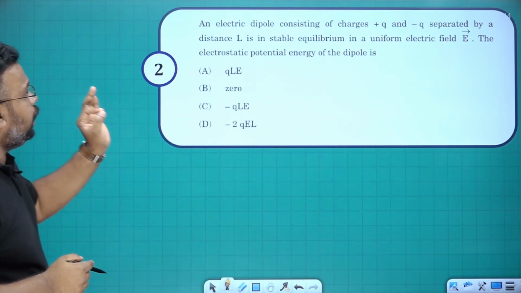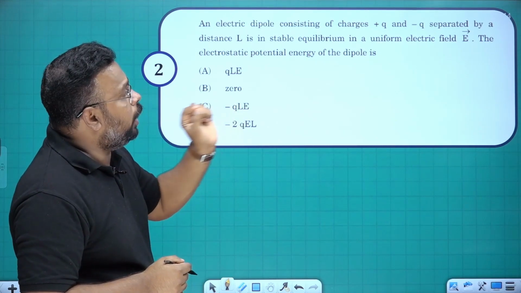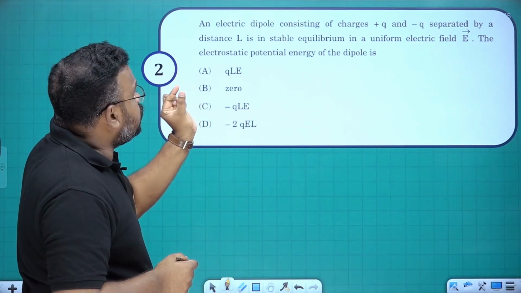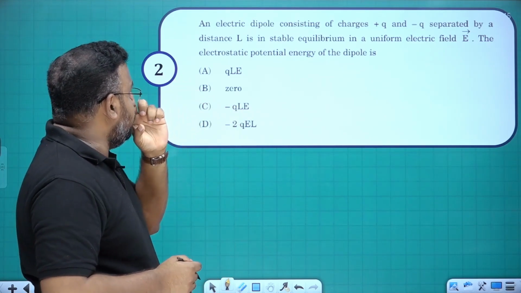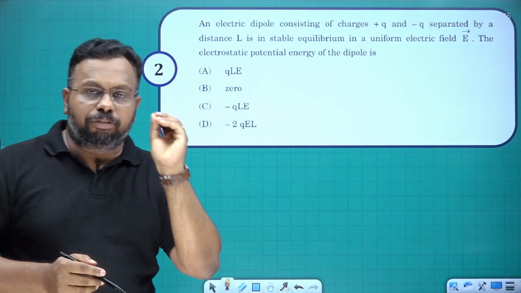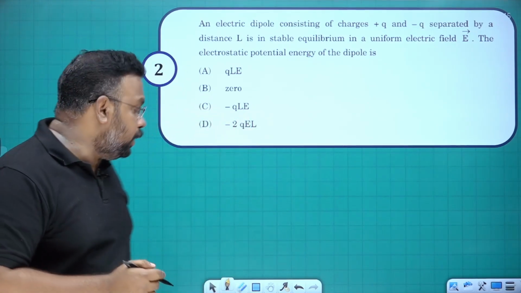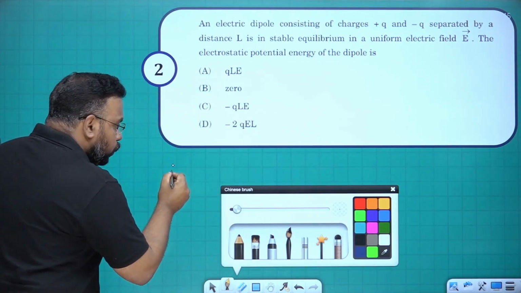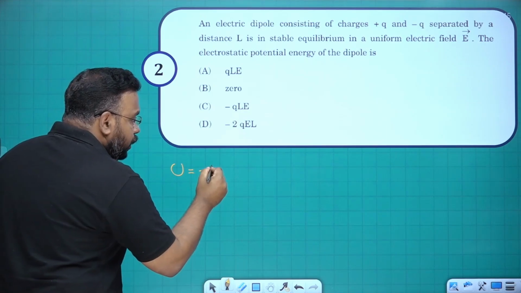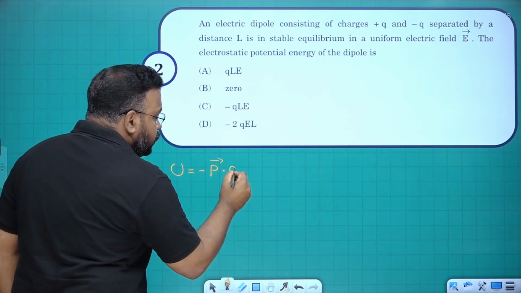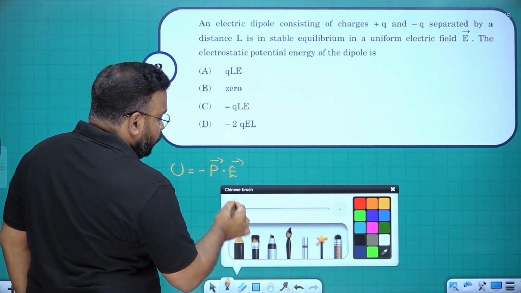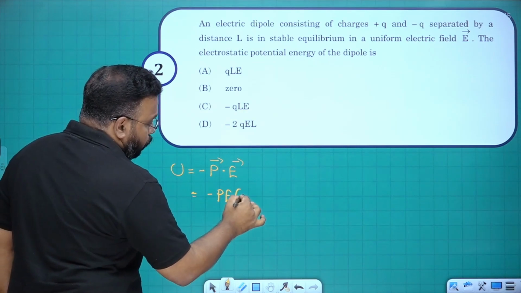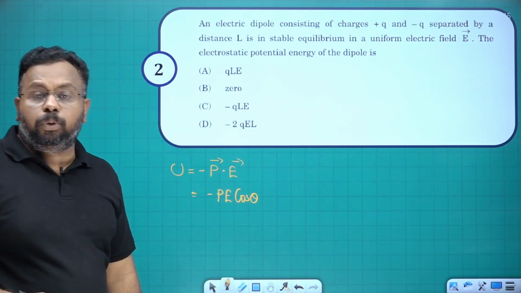Question number 2. An electric dipole consisting of charges plus Q and minus Q separated by a distance L is in stable equilibrium in a uniform electric field E. The electrostatic potential energy of the dipole. This is a direct question. Do you remember the formula? The formula for electrostatic potential energy is U is equal to minus P dot E. What is P here? Dipole moment, and E is the strength of electric field. So this is minus PE cos theta. This is the formula for electric potential energy.